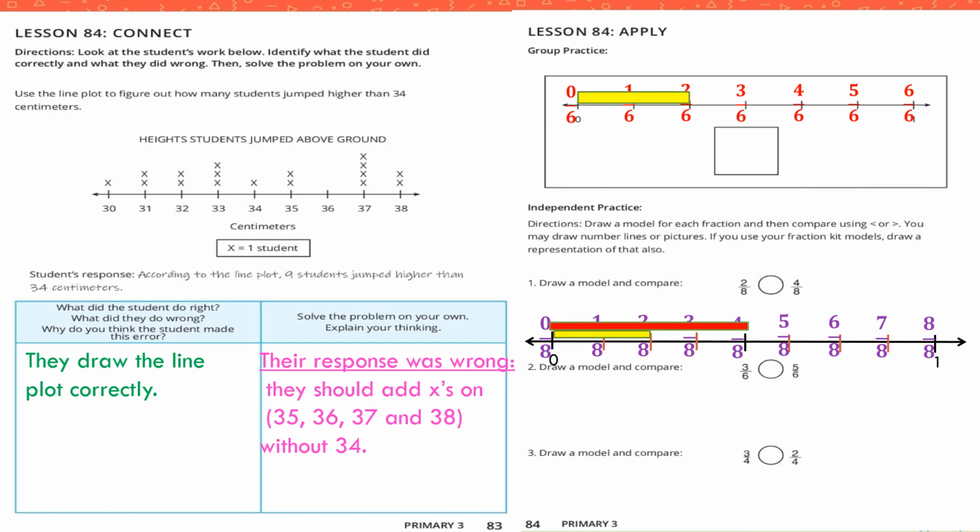Which is bigger here? The red line for 4 over 8 or the yellow line for 2 over 8? Yes, it's clear, 4 over 8. The second example, 3 over 6 and 5 over 6, by the same way. Is it crazy or normal? It's normal. Why? Because we have the same denominators. Look at the top. Which is bigger in normal? 5 or 3? Yes, 5.